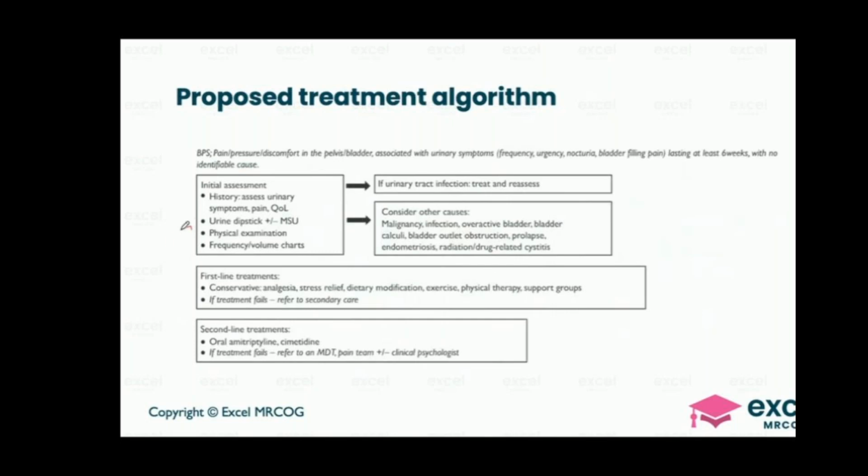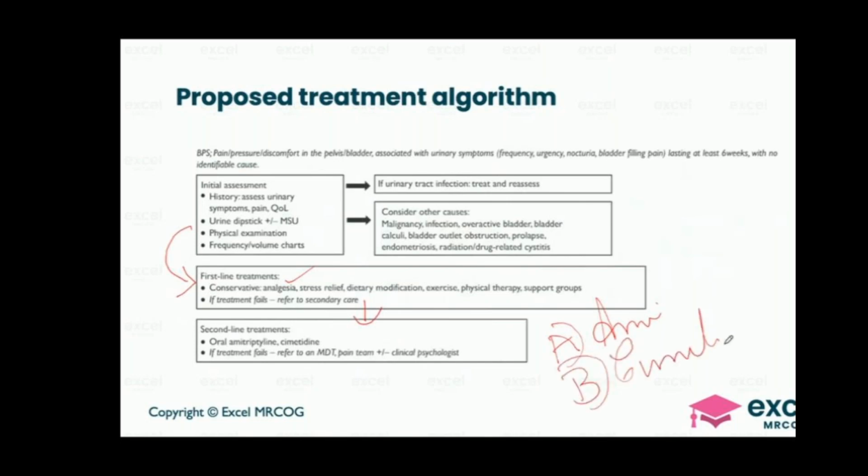So you can start, if this is there and you're suspecting bladder pain syndrome, you start the first line conservative measures, which is your lifestyle modification, analgesia, very important to keep in mind because something that we forget, it's bladder pain syndrome. So first line is analgesia, stress relief, dietary modification, exercise, physical therapy. So if that fails, you refer to secondary care. So here there is no MDT yet. Okay, no MDT. Secondary care, you can start amitriptyline and cimetidine. If you have both as options, option A is amitriptyline, option B is cimetidine.